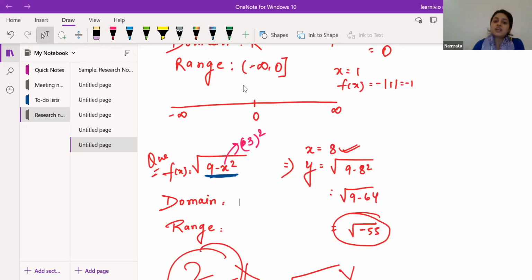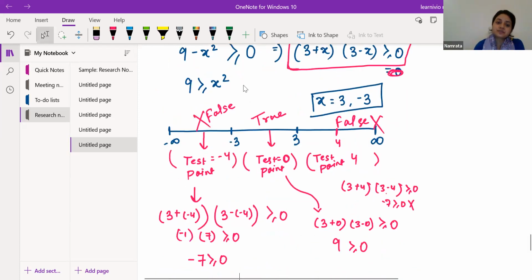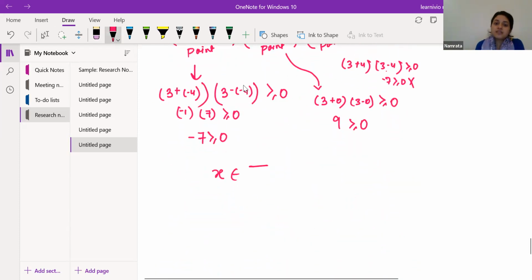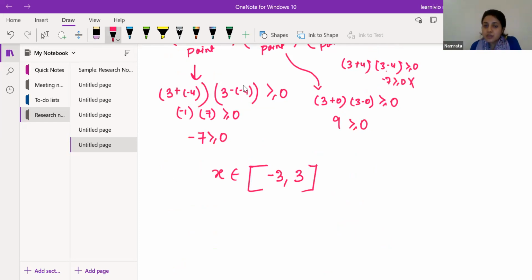So we will write our interval like this. Closed interval -3 to 3. You can understand why I have used a closed interval, because in this interval -3 is included and 3 is also included, which is giving us 0 as a value that is acceptable for the given function. This is the domain. Have you got it?